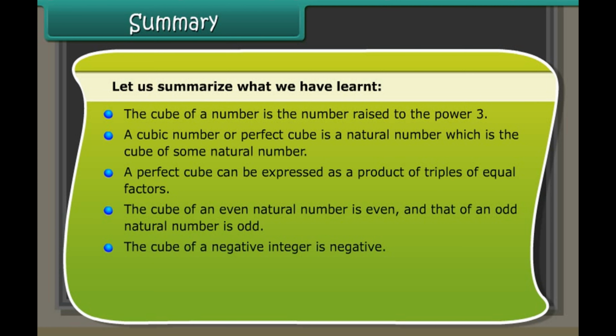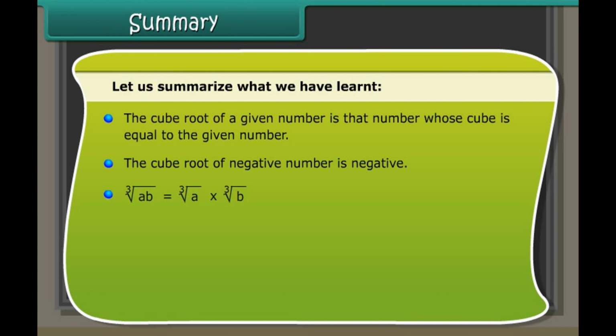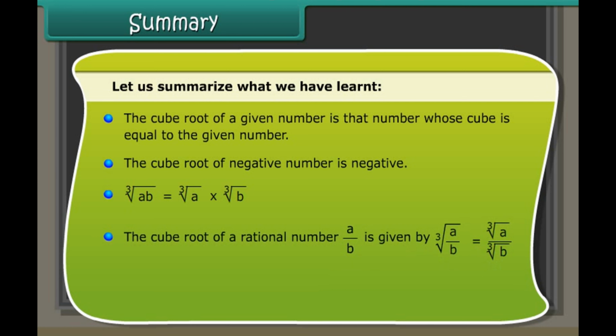The cube of a negative integer is negative. The cube of a rational number a upon b is a upon b whole cube, which is equal to a cube upon b cube. The cube root of a given number is that number whose cube is equal to the given number. The cube root of a negative number is negative. Cube root ab is equal to cube root a into cube root b. The cube root of a rational number a upon b is given by cube root a upon b is equal to cube root a upon cube root b.